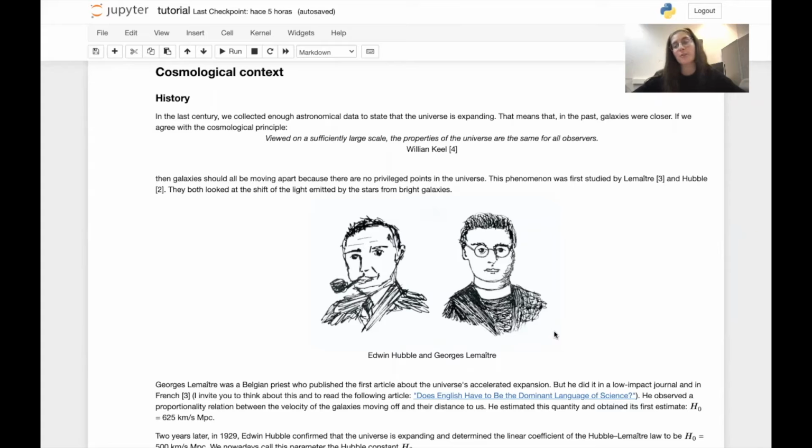So the first person to talk about this expansion or to see this relationship was George Lemaître. He published his results in a not so important journal and also in French. And by doing that, people didn't learn about his discoveries. And then 2 years after, when Hubble published in English, everybody knew, and that's why this law has been called actually the Hubble law for a long period of time. But we know today that Lemaître was as important as Hubble in that discovery.